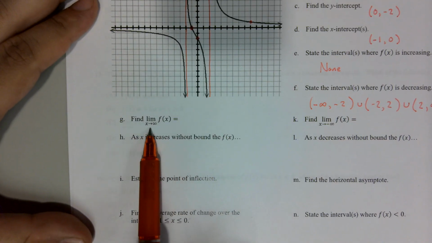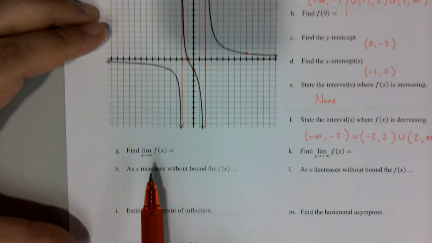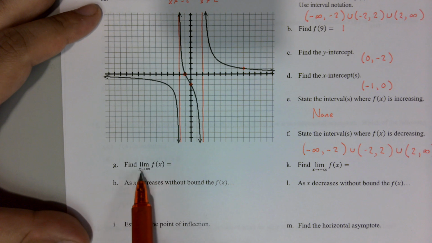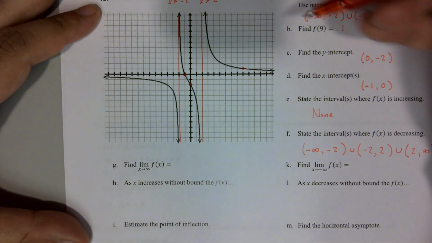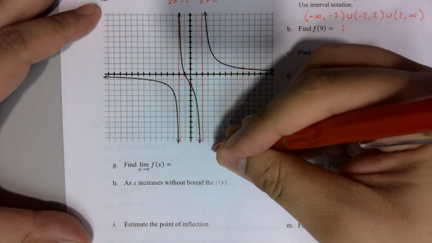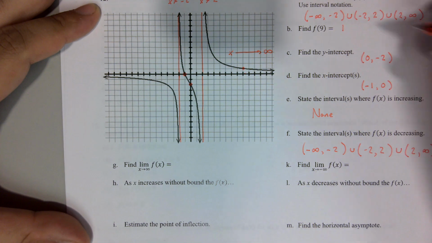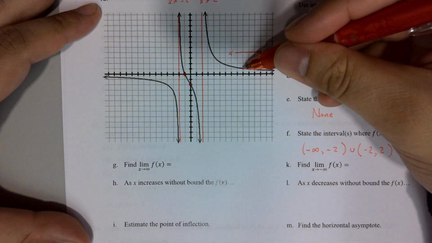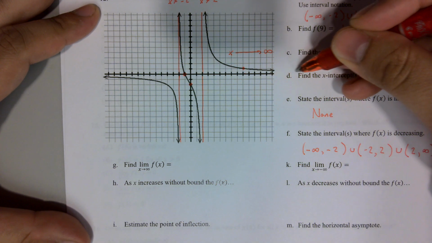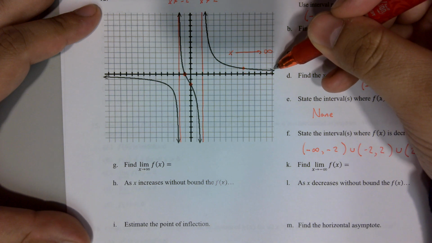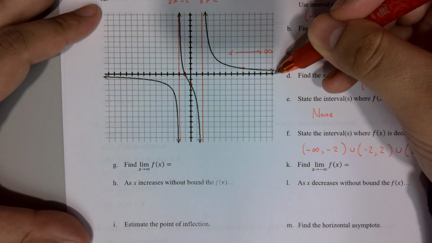Let's move over here to part G. We want to find the limit of f of x as x goes to positive infinity. So as x goes towards positive infinity, that's as x goes that way. Well, it's tapering off. It's getting flatter and flatter and flatter. And it's between 1 and 0. So it's probably some value in between that.